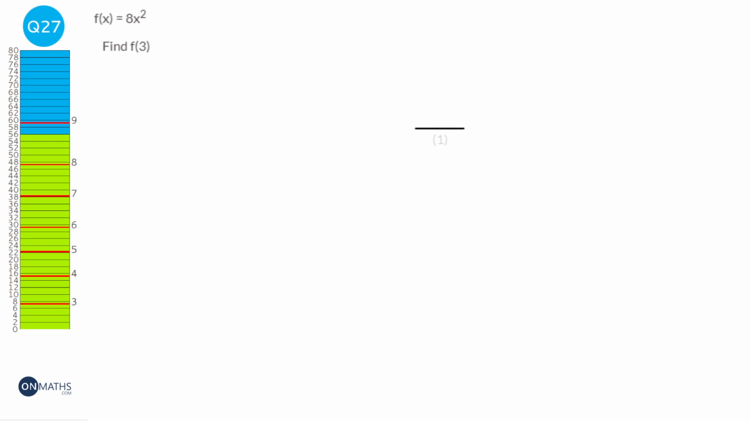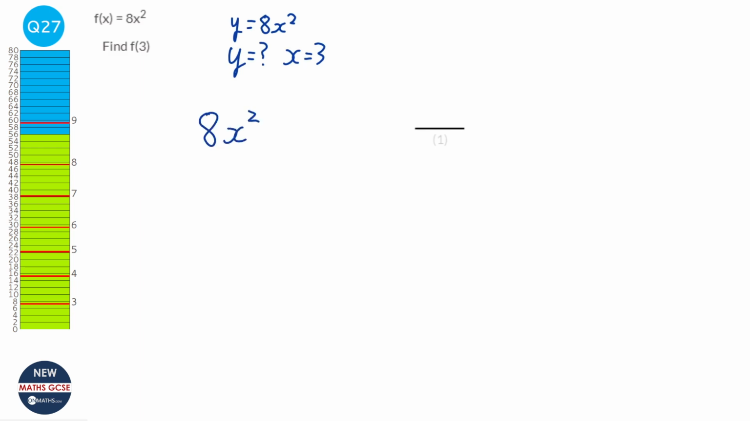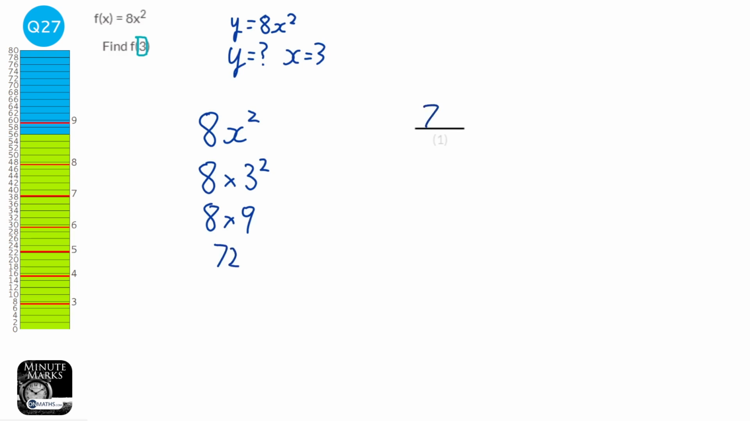This question is the same as questions you get where you've got y equals 8x squared and you're asked to find what y is when x equals 3. The questions are exactly the same, but instead of y we write f of x, and this is saying that the function is 8x squared and we want to feed in the 3 into the function. So it's going to be 8 times 3 squared, and 3 squared is 9 and 8 times 9 is 72, so the answer would be 72.